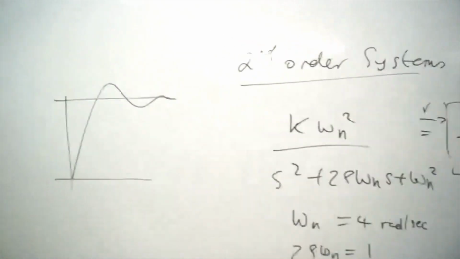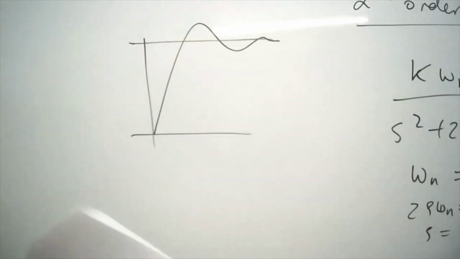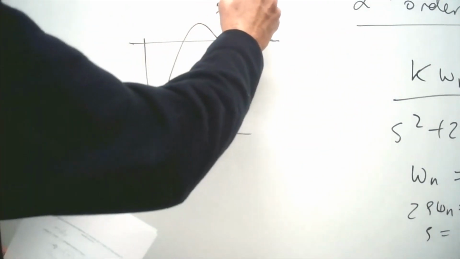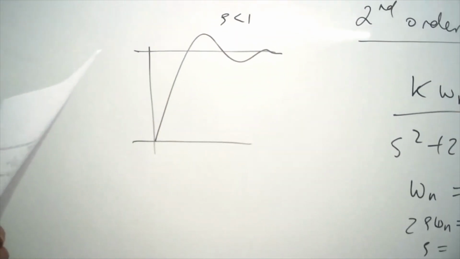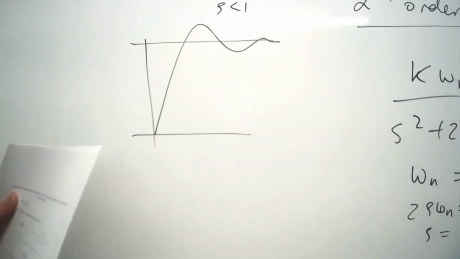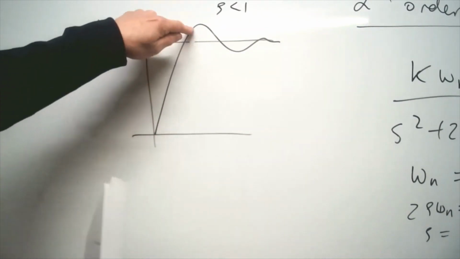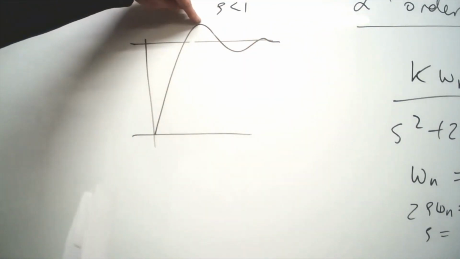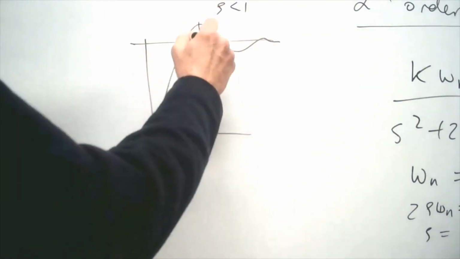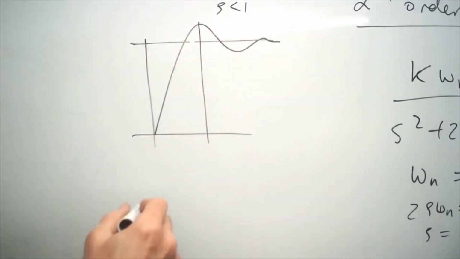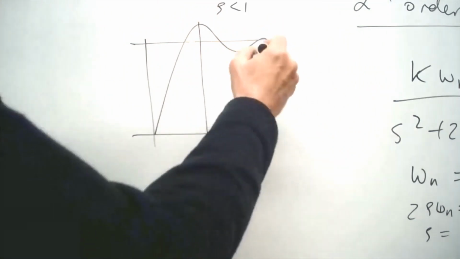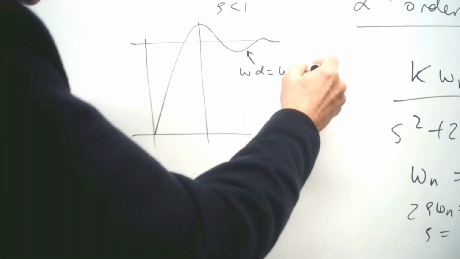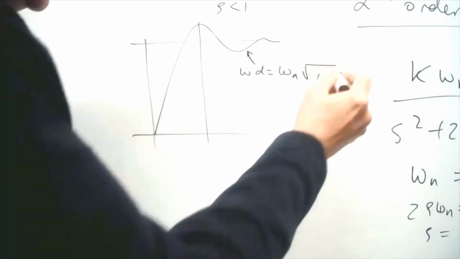This is a typical second order system response for a lightly damped system, damping ratio less than 1. It looks like this. It comes up, and this is called an overshoot, an undershoot and an overshoot, and this is called the peak overshoot. If we draw a line down at the peak overshoot, the first thing we can do is note this has a frequency associated with it, called omega d. And omega d is omega n times the square root of 1 minus zeta squared.